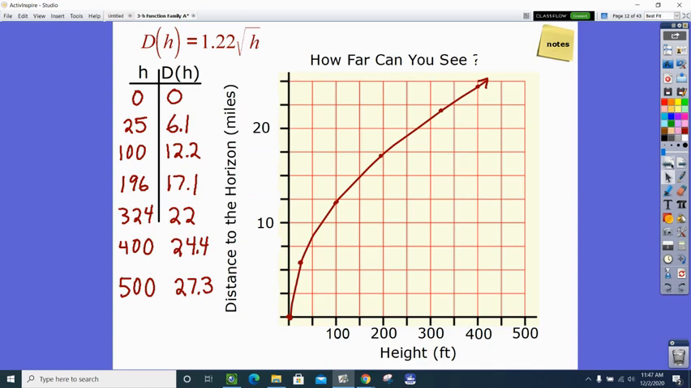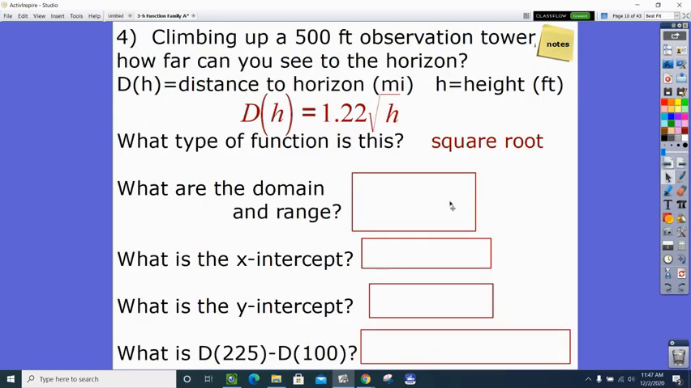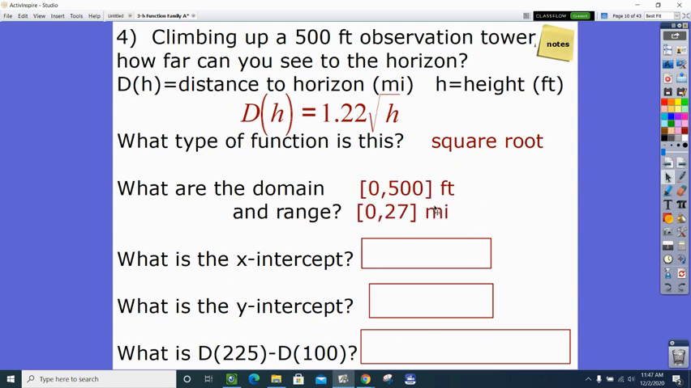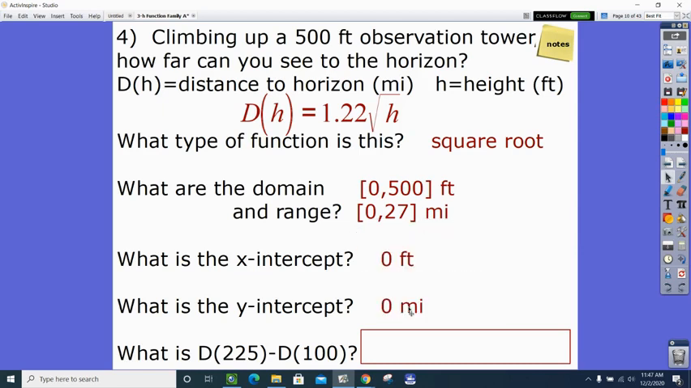So let's go back, and again, pause anytime if you need to, but let's go back and just fill in those questions. So, you know, there's the domain and range we talked about, and it would be inclusive on both ends with the brackets. X-intercept 0, and the y-intercept would be 0 miles. You'd actually see less than that, but from a mathematical standpoint, there it is.